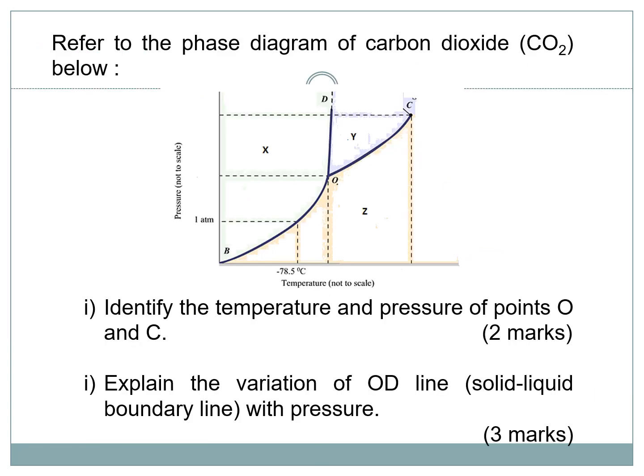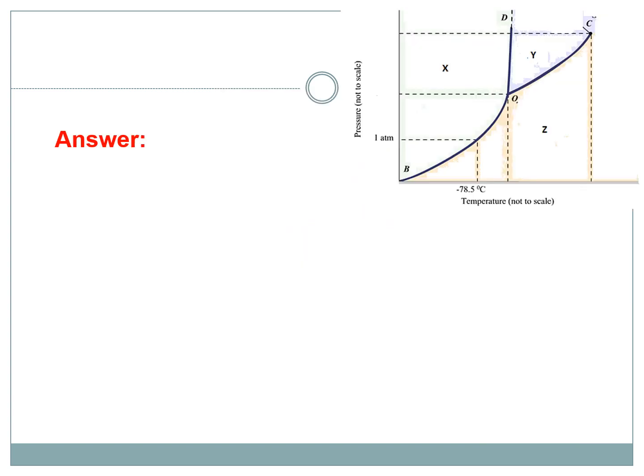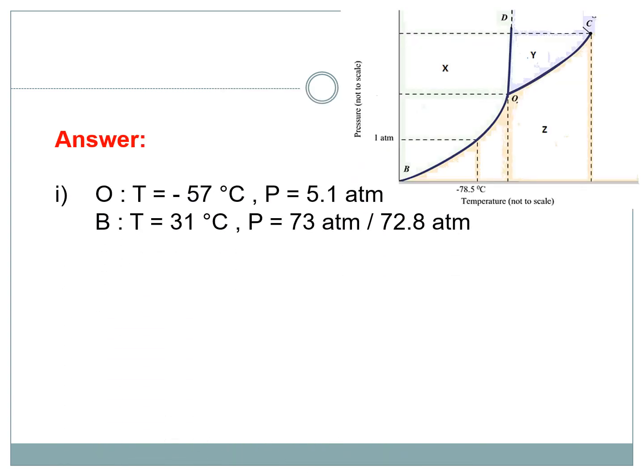Refer to the phase diagram of carbon dioxide below. Identify the temperature and pressure of point O, the triple point, and C, the critical point. At point O, the temperature is negative 57 degrees Celsius and the pressure is 5.1 atm. At point C, the temperature is 31 degrees Celsius and the pressure is 73 atm.